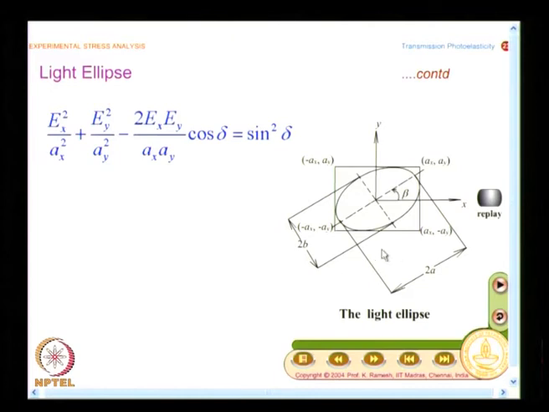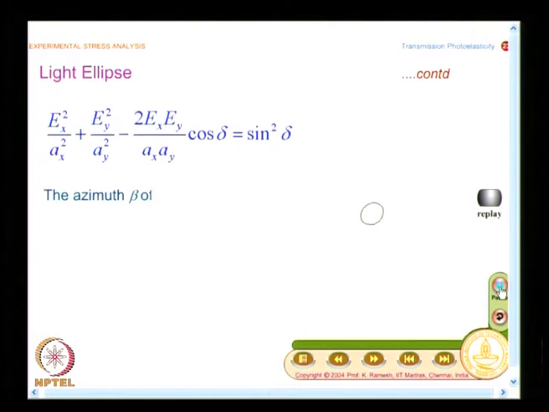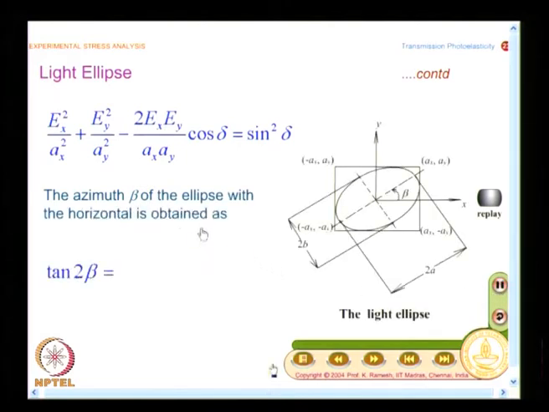That is not our focus, so we will not really determine that, but we will definitely find the expression for beta, and we will directly take that result from what is available in the literature. We will not derive it. What I have here is the azimuth beta of the ellipse with the horizontal, given as tan 2 beta equal to 2 A x A y divided by A x squared minus A y squared, into cos delta.